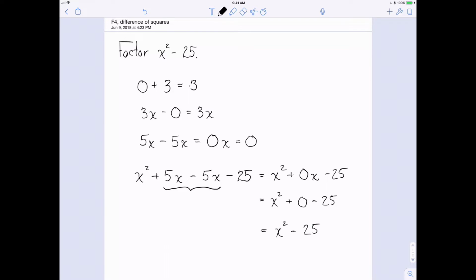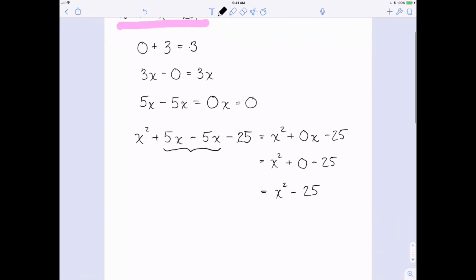So you might say, well, that was a lot of work. It's not the work, it's the idea. And the idea is very simply that when there's a 0 in the problem, the 0 is implied. Just like the 1 in front of an x is implied, so we don't write it, the 0 between terms is implied, so we don't have to write it. So that's the key to unraveling this problem. So now, let's return to the original problem, which says factor x squared minus 25.